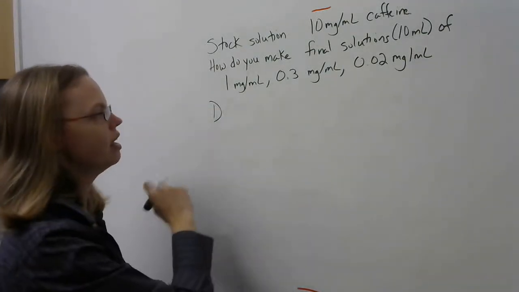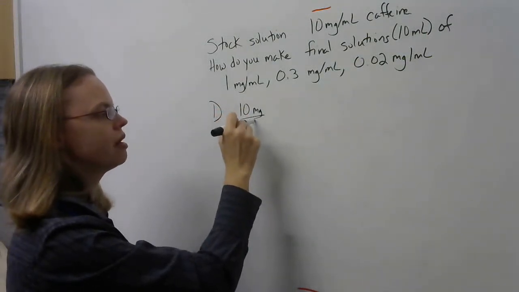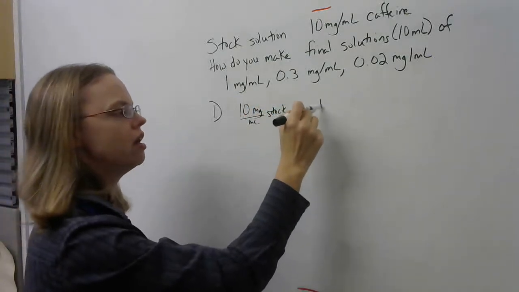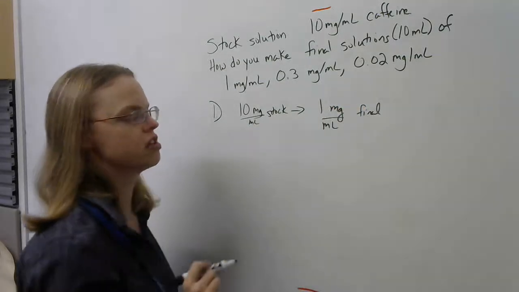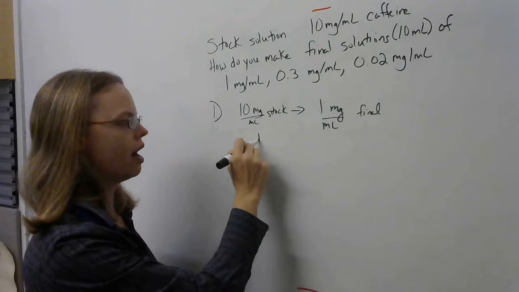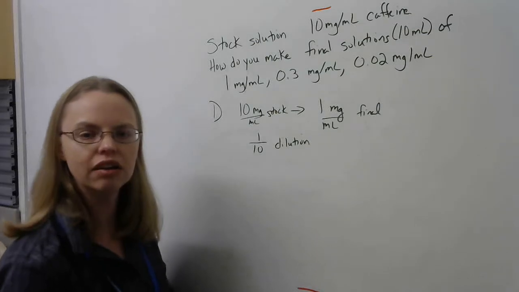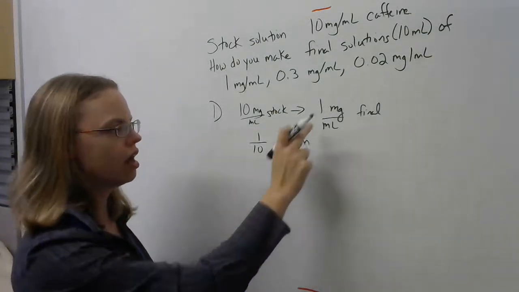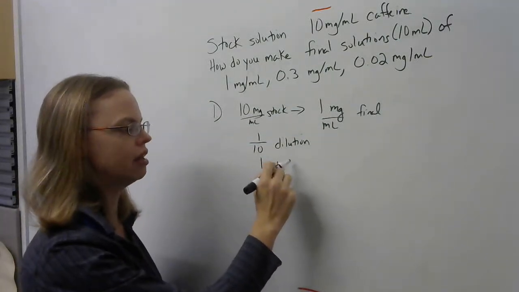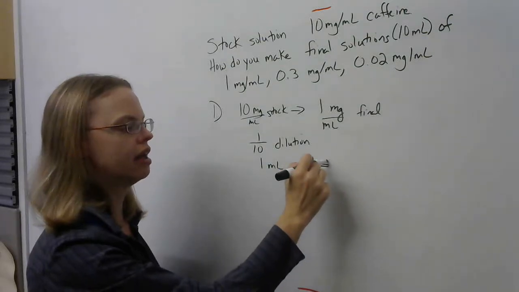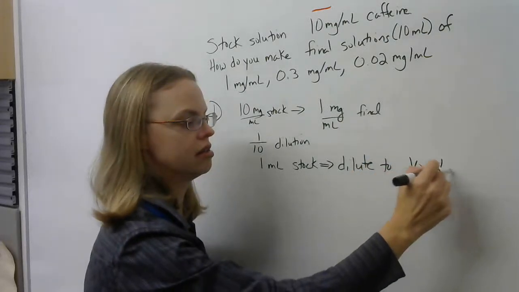The first strategy, especially if you take the first one: I have a 10 mg per mL stock, and I want to go to a 1 mg per mL final concentration. So what I really need to do is a 1 to 10 dilution. I can figure that one out. If I do a 1 to 10 dilution, then I would take 1 mL of my stock and dilute it to 10 mL in my volumetric.